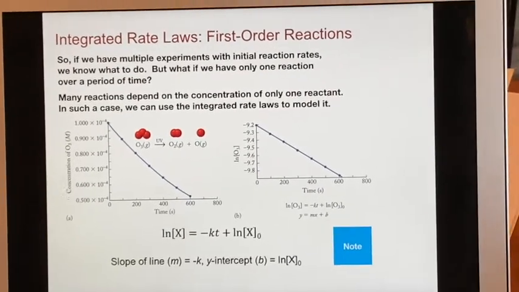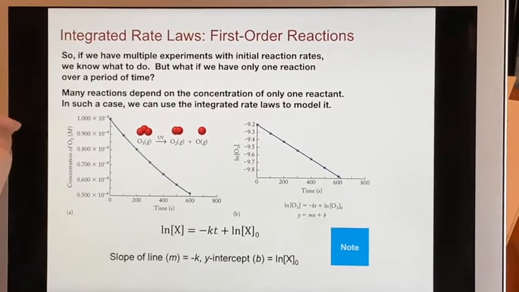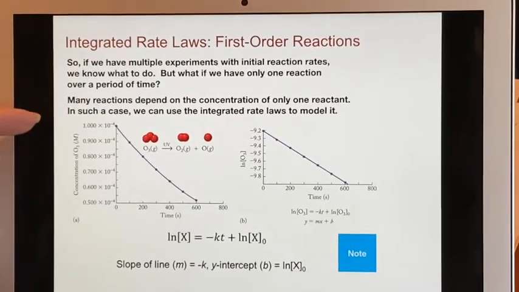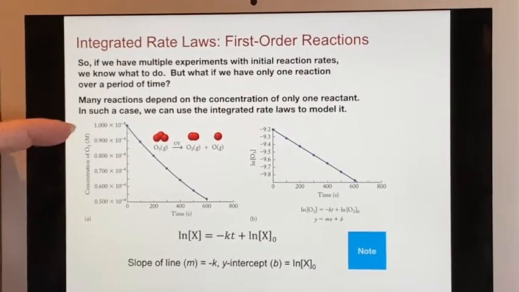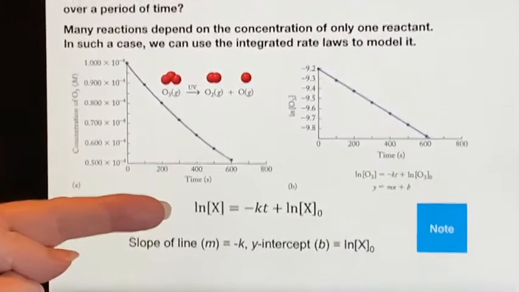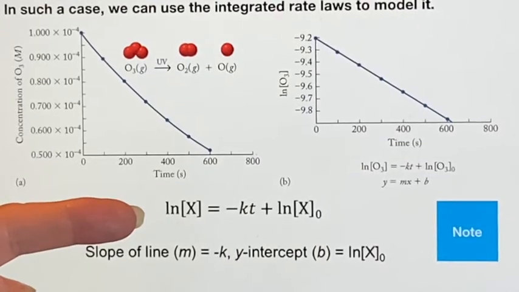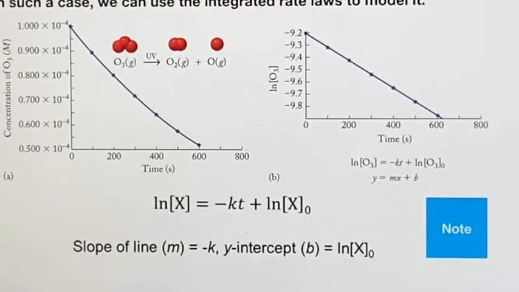And once we start talking about examining it over time, that's where we're able to do something with an integrated rate law. In this case, we're talking about a first order reaction. So this is a case where the reaction depends only on the concentration of one reactant, and we can use an integrated rate law to model it. Now, here is the integrated rate law for a first order reaction. It was derived with calculus, so I'd just like to show you what is going on there.